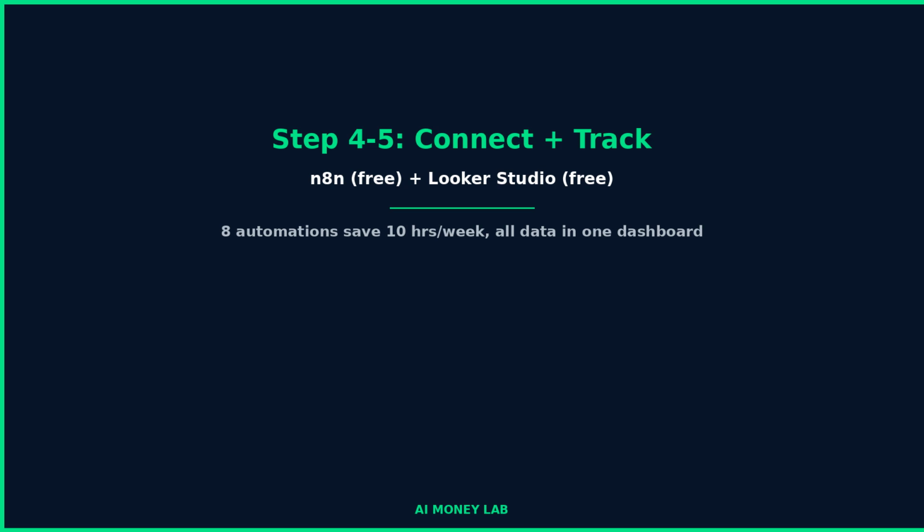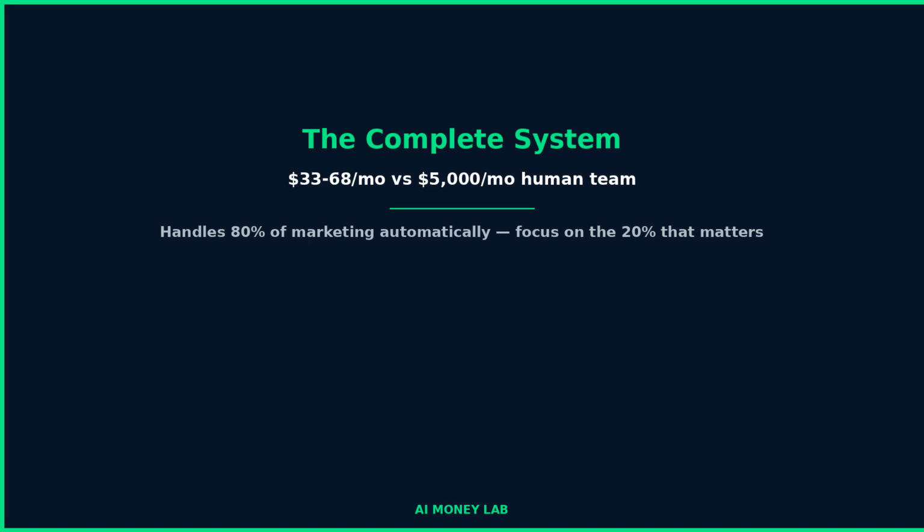By the end of this tutorial, you'll have a system that runs your entire marketing operation with about 30 minutes of maintenance per week. Step 1. Set up your AI content engine. This is the heart of the system. You need a tool that can generate high-quality marketing content on a schedule. I use ChatGPT Plus for this, but Claude Pro works just as well.